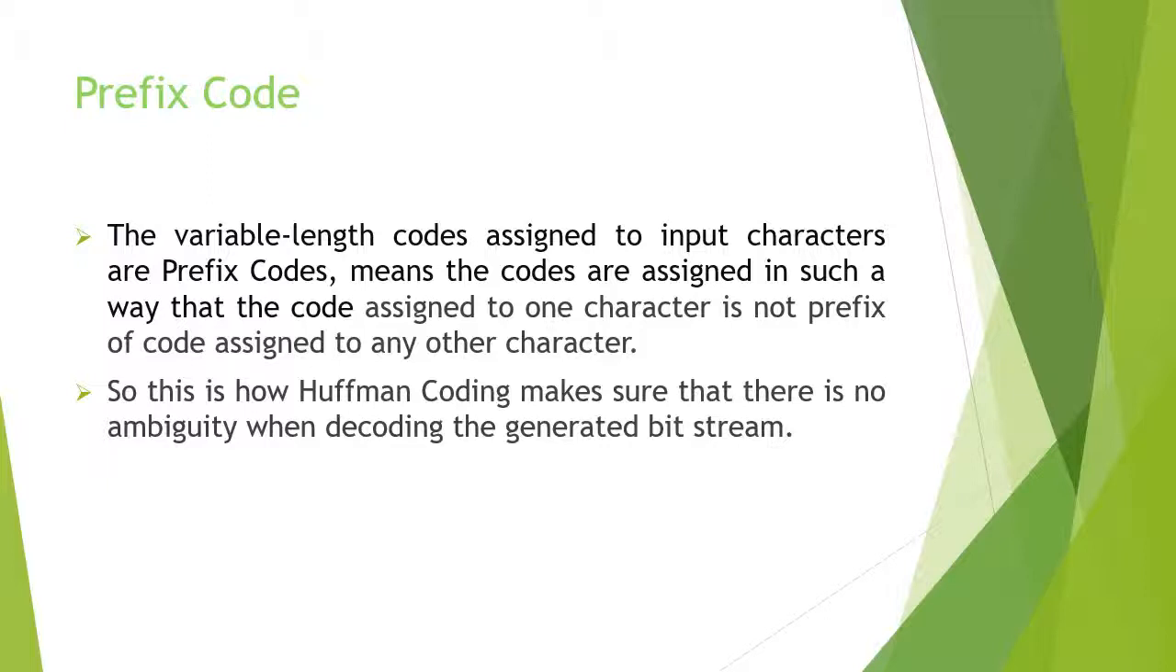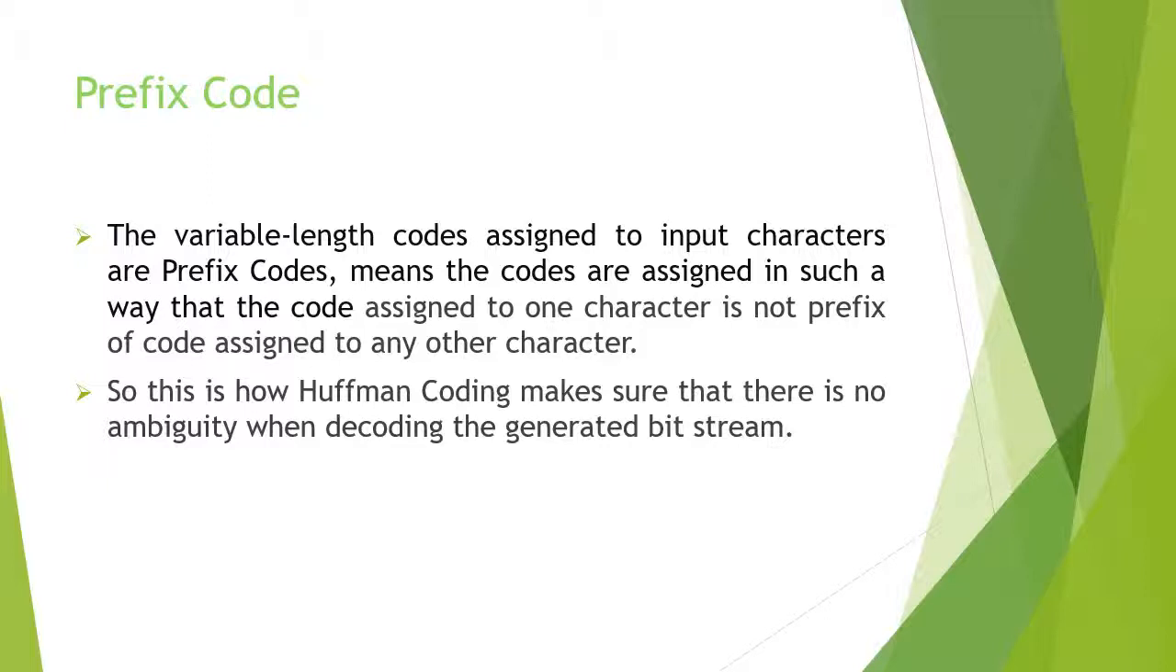It means that the codes are assigned in such a way that the code assigned to one character is not a prefix of the code assigned to another character. For example, I've given the character A the code 00 and my character B would be 01. That means there's no repetition of the codes given for one character to another. So from character to character the code differs.